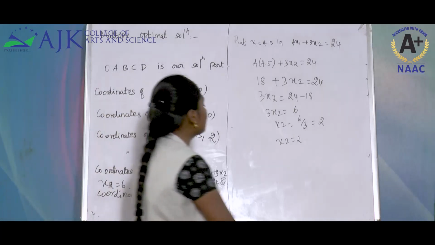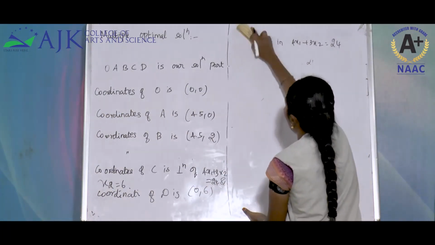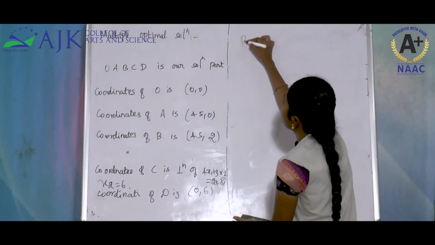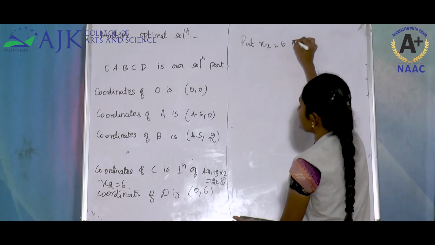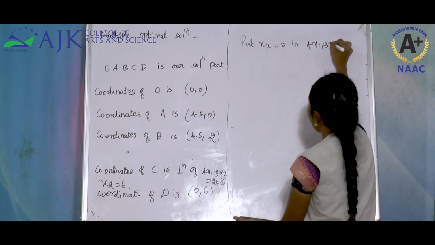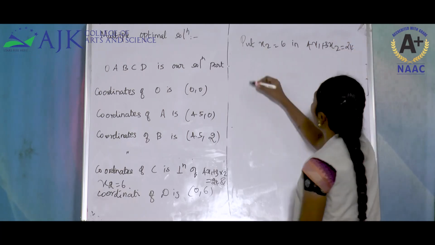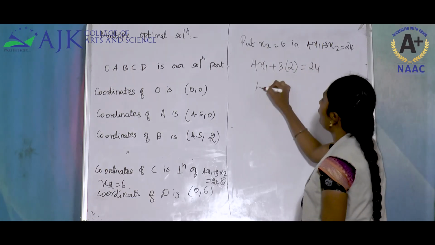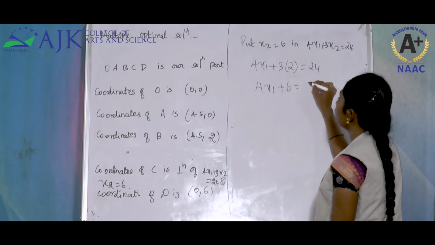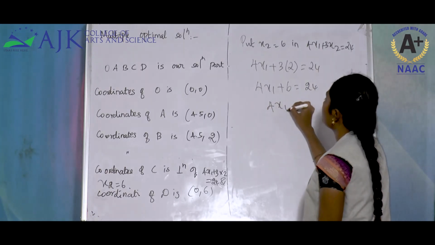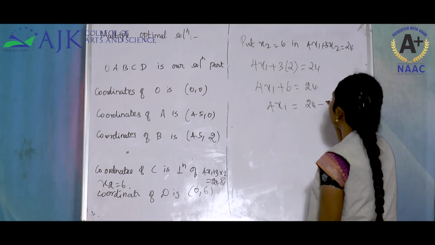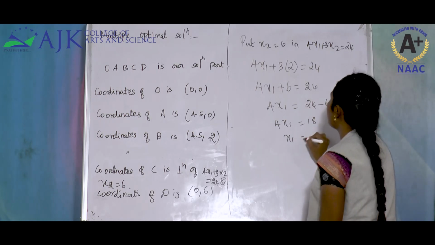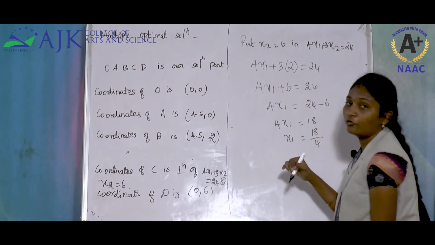Next, coordinate of C is intersection of 4x1 plus 3x2 is equal to 24 and x2 is equal to 6. Similarly, we have to solve this one. So, put x2 is equal to 6 in 4x1 plus 3x2 is equal to 24. So, 4x1 plus 3 into 6 is equal to 24. 4x1 plus 18 is equal to 24. That is 4x1 is equal to 24 minus 6. That is 4x1 is equal to 18. So x1 is equal to 18 divided by 4.